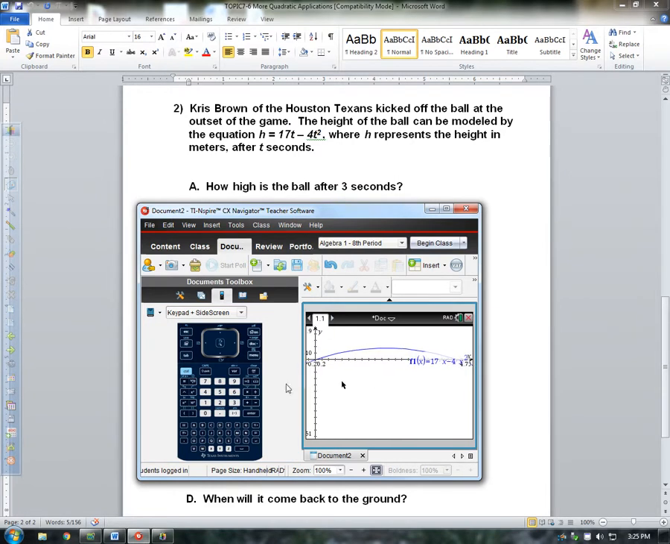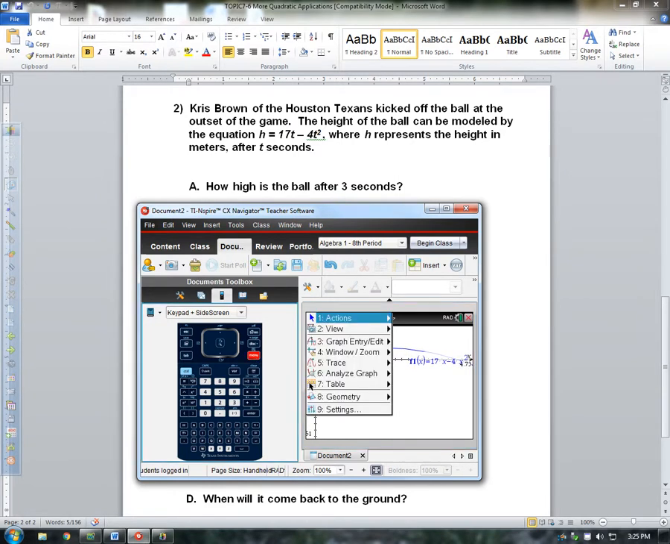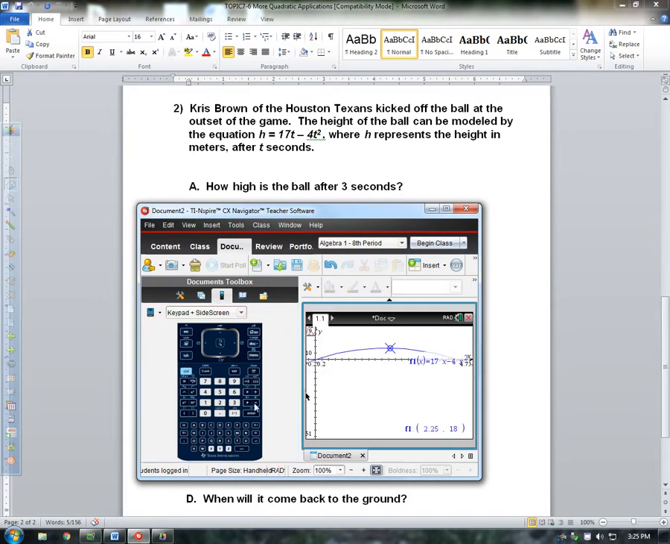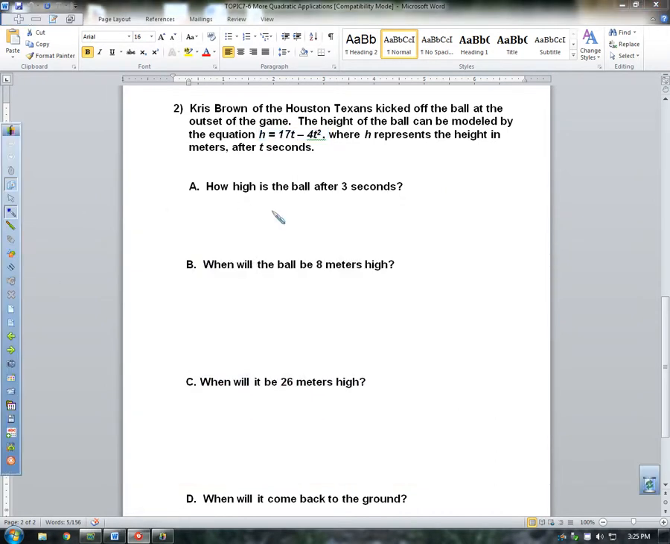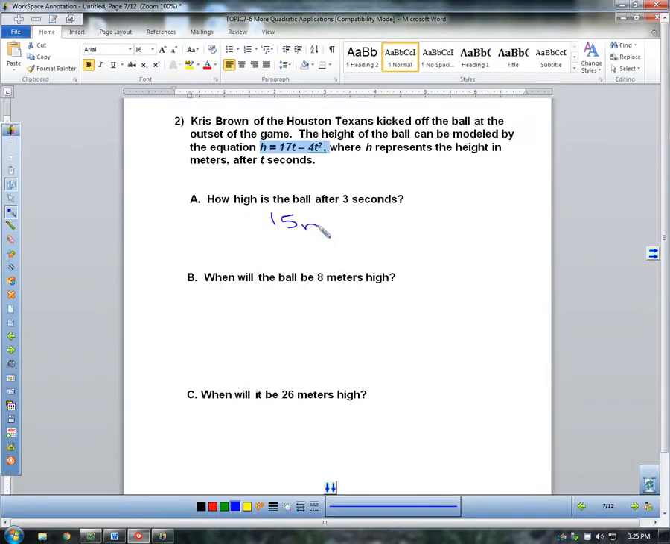Okay? So it wants to know where the ball is after 3 seconds. So I'm going to go to trace and hit 3, because I want x to equal 3. Well, after 3 seconds, the ball is 15 meters off the ground. So 15 meters. Okay? Now they're going to give me a height, which is my y.